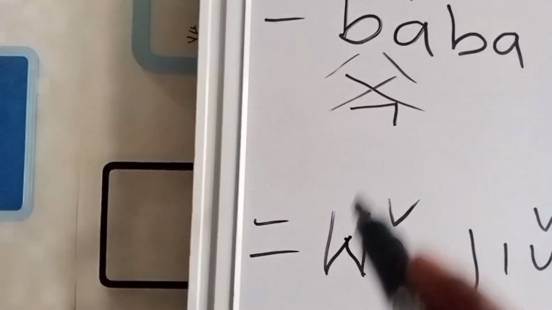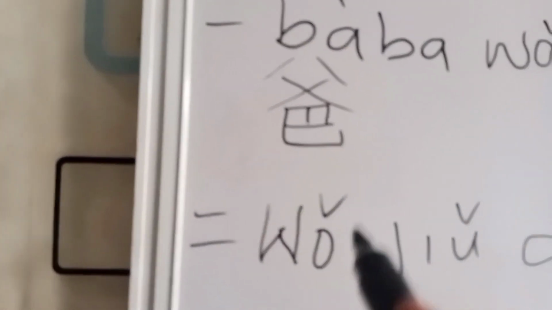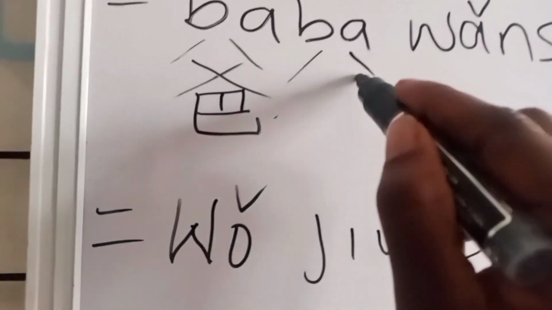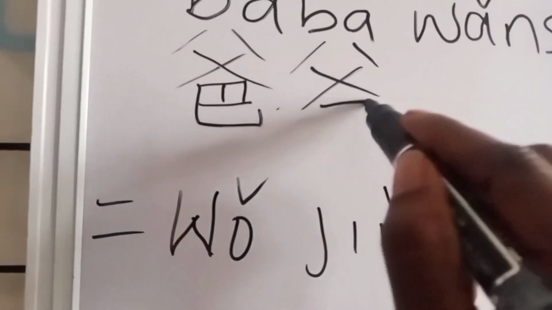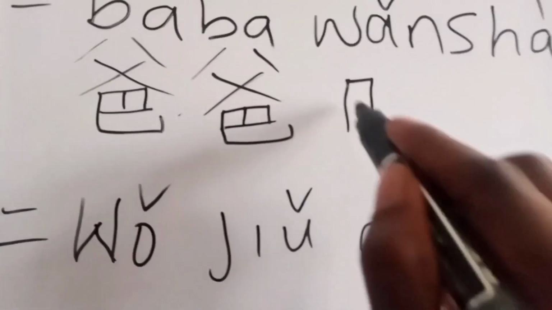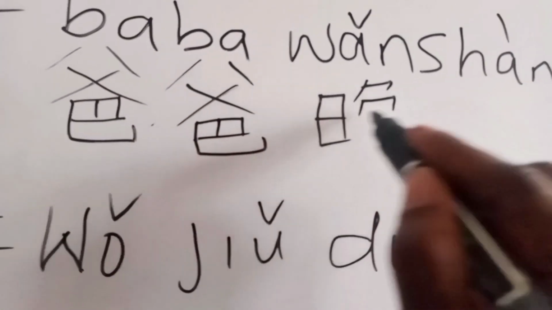爸爸. You go like this and like this. Cross them. Do this. Do this. This. This. This is the first ba. And then you repeat this. You do this. Exactly what you wrote the first time. You are repeating it. Baba. Wanshang. We did this wanshang earlier on.